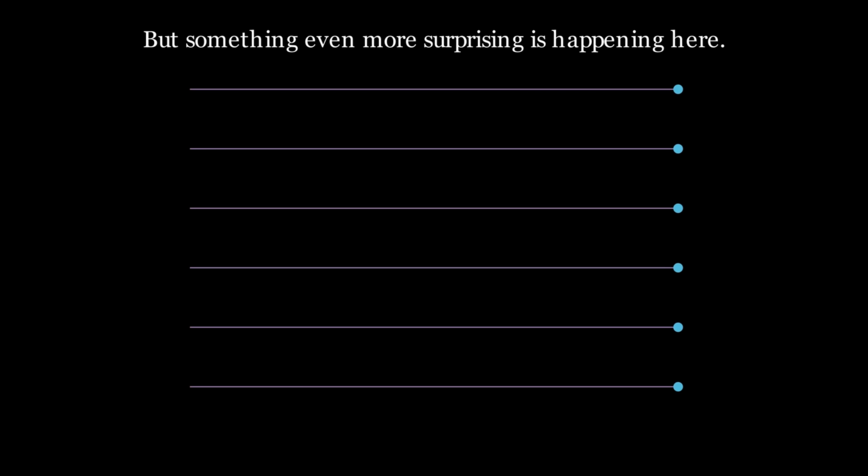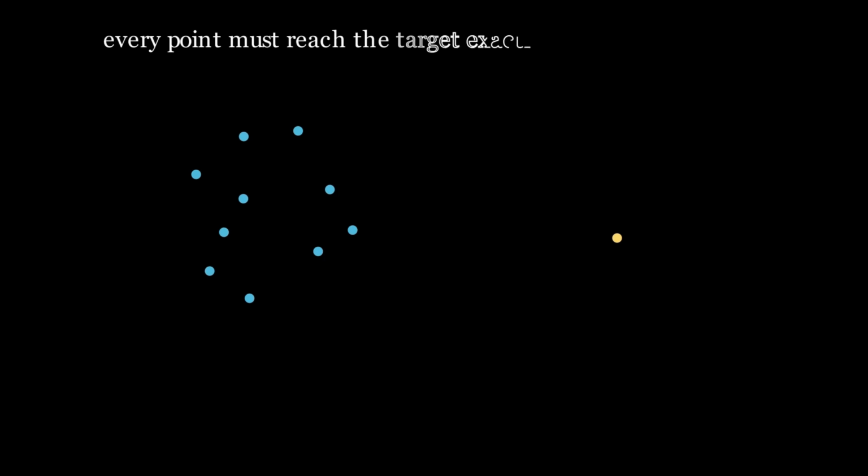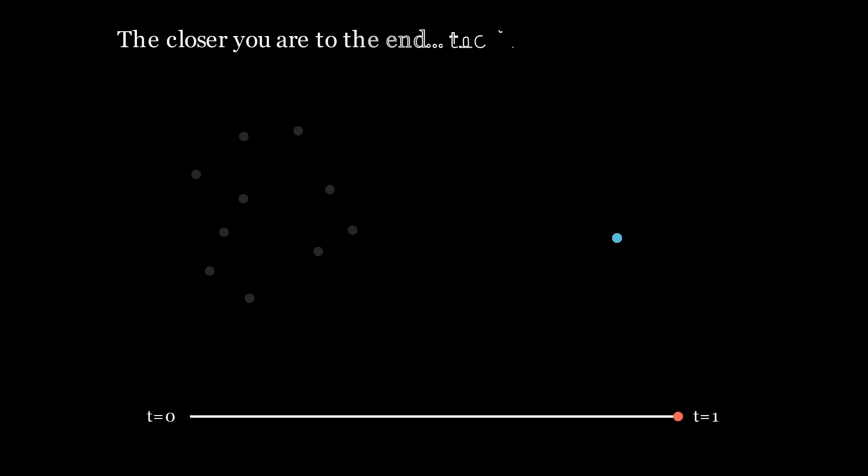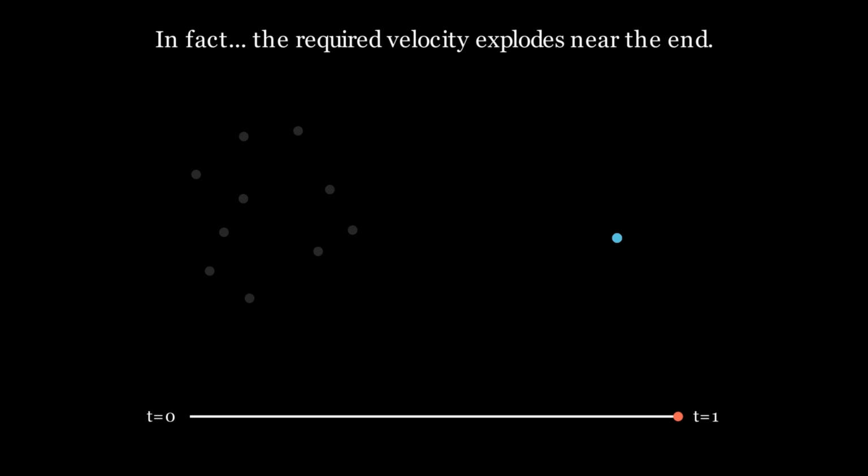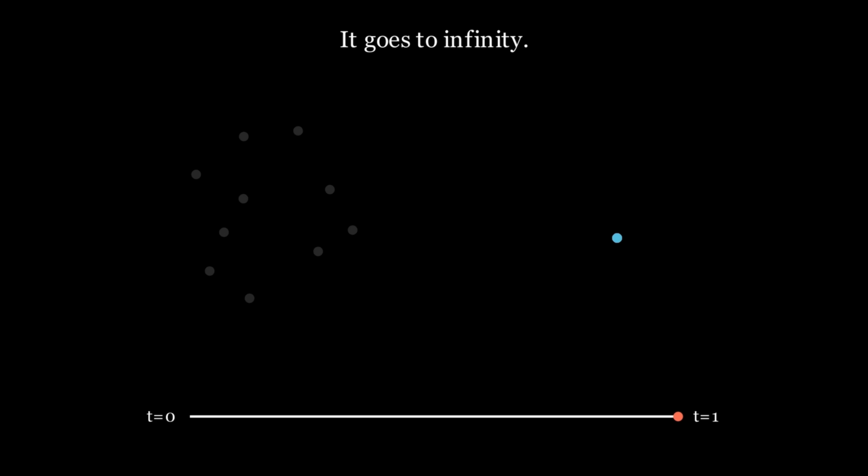But something even more surprising is happening here. To understand this flow better, let's look at the simplest case, just one data point. As time goes on, every point must reach the target exactly at the final moment. It's like a deadline. The closer you are to the end, the faster you have to move. In fact, the required velocity explodes near the end. It goes to infinity.